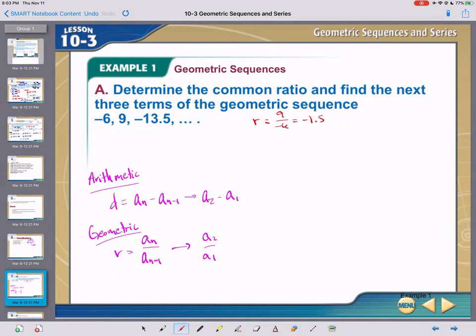Since they're using decimals, I'm going to go ahead and use decimals. So that's what that means. What we're doing here is multiplying by -1.5. That's getting multiplied by -1.5. So we need to find the next 3 terms for the sequence. And so the next 3 terms, a4 would equal -13.5 times -1.5.